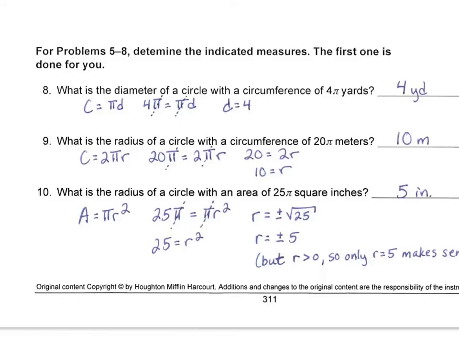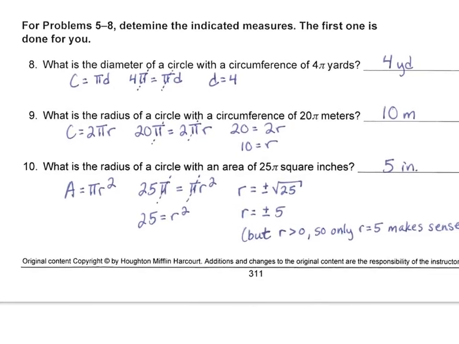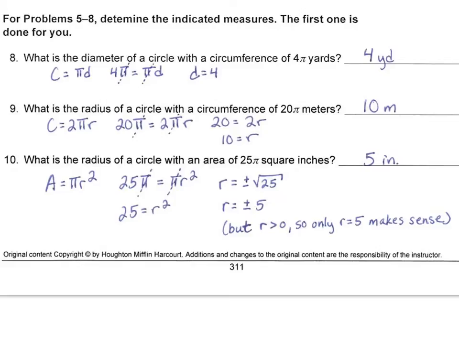Notice the plus or minus, because it's both positive or negative 5 squared that could give me 25. However, since this algebra is being done in a geometric context, just keep in mind that really only the positive value where r is greater than 0 makes sense, because you don't want to have a negative measurement. So we want to make sure we're only giving the radius of 5 as our answer, 5 inches.